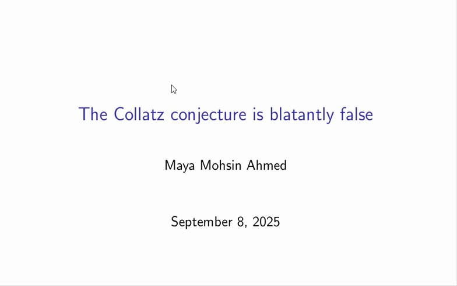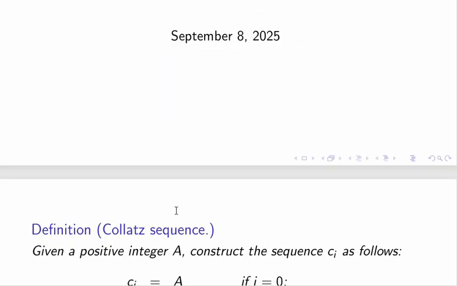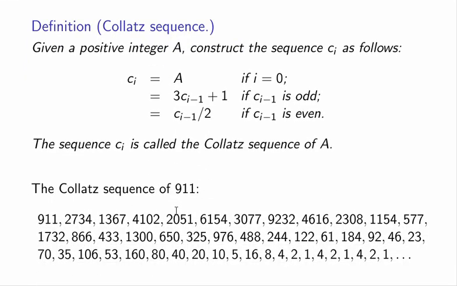The Collatz conjecture is false, and we'll now see why. Let's look at the definition of the Collatz sequence first.